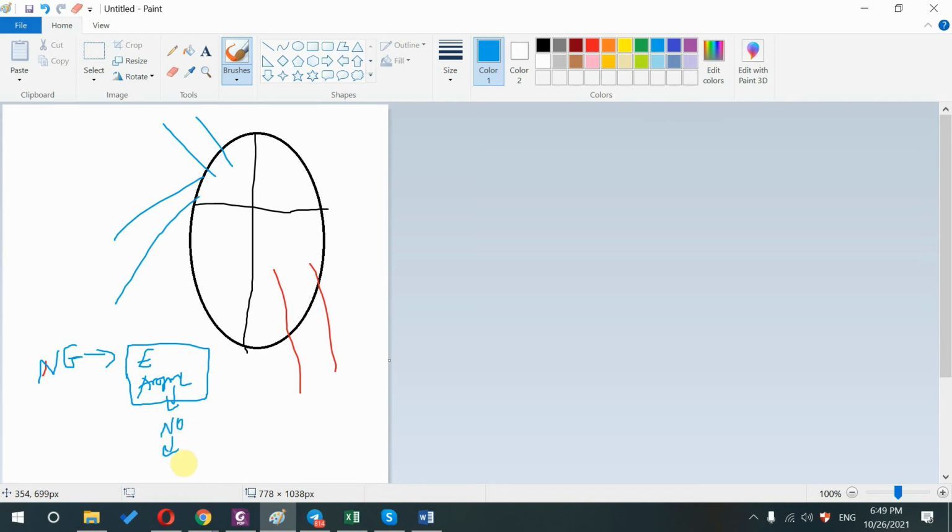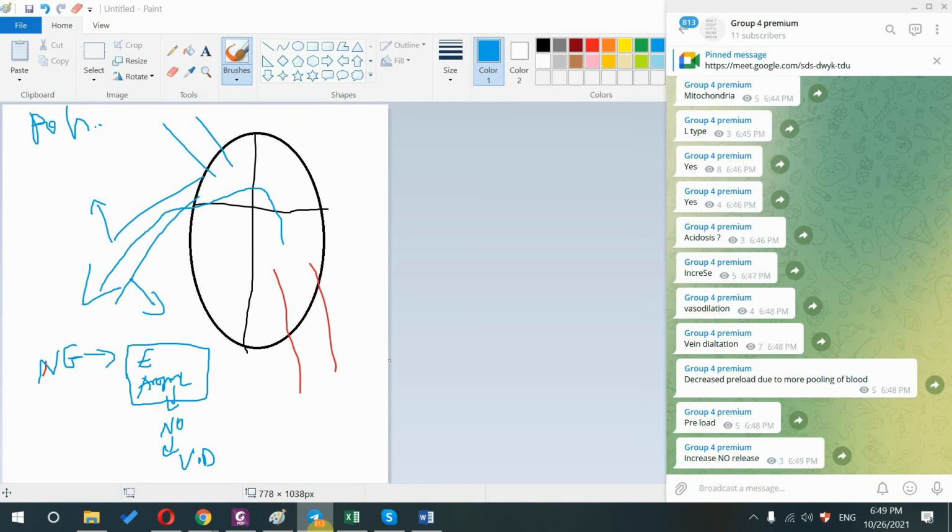Nitric oxide will lead to vasodilatation. The vasodilatation will enlarge the vessel. Enlarging of the vessel will take more blood back from the heart to the venous system. So there will be pooling of the blood inside of the venous system. That decreases the preload. Does it make sense? Increased nitric oxide release. Does it make sense, guys? This is how nitroglycerin works.